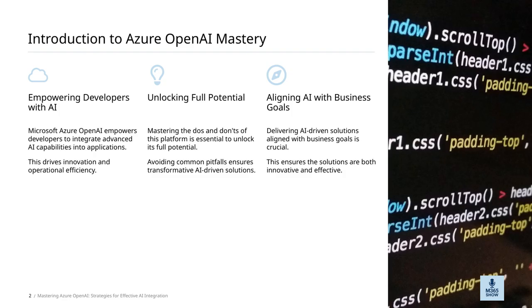And this is where Microsoft Azure OpenAI becomes a game changer. It empowers developers like you and me to integrate advanced AI capabilities into our applications smoothly. This integration fuels innovation, allowing us to build smarter, more efficient tools that improve operational workflows and deliver better results. In essence, this slide underscores the importance of strategic alignment, platform mastery, and empowering developers to harness AI's full power, key themes that resonate throughout this presentation.